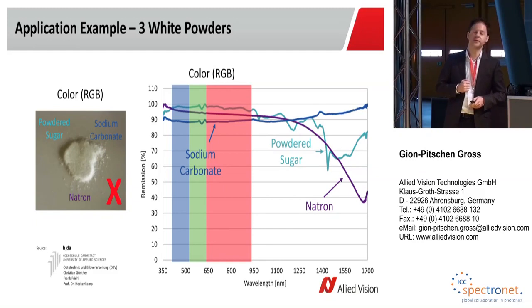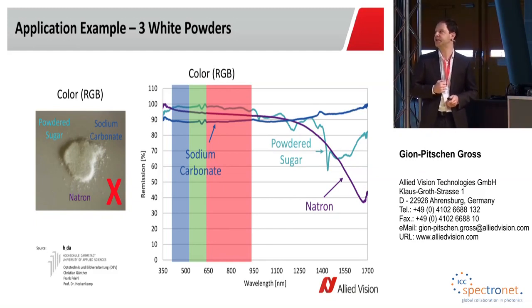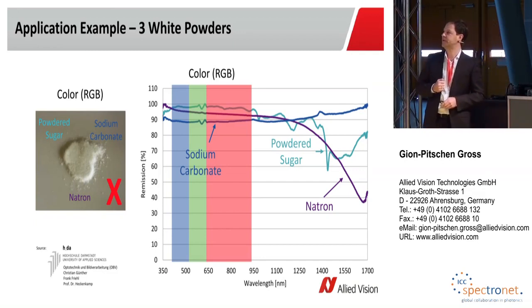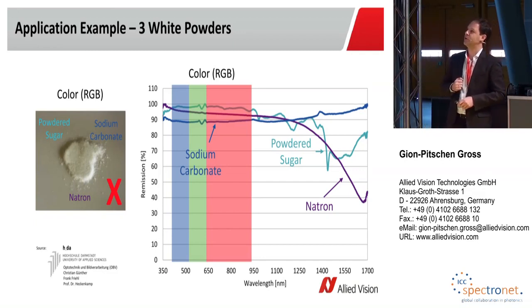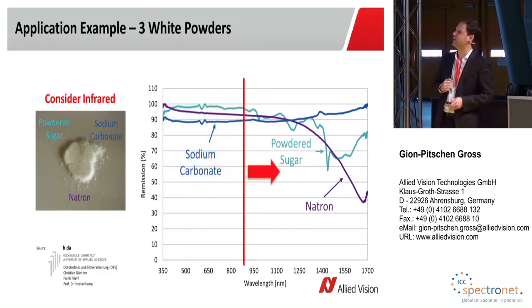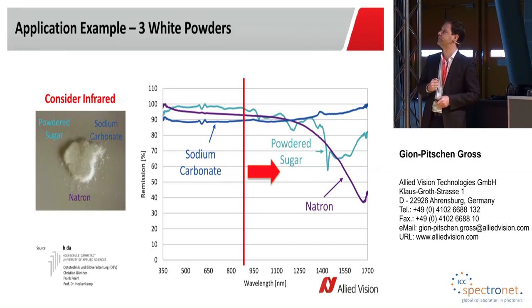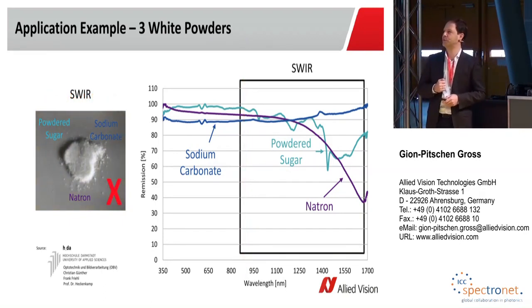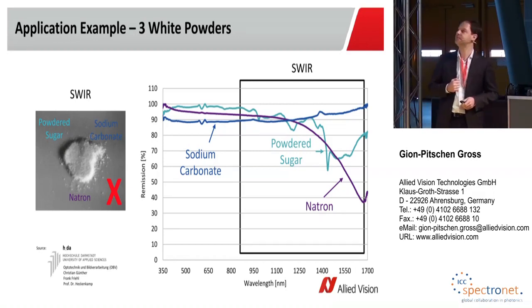If we now take a color imager and try to differentiate the powders with the 3 RGB filters, we still see no distinction possible. So let's now consider the infrared region. Maybe we have more luck in that we can distinguish them. So if we take a shortwave infrared camera, a SWIR camera, I had hoped that we might be able to distinguish it, but still no distinction possible.